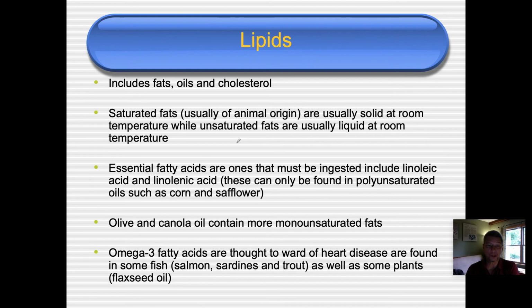Now, just like in the proteins, there are essential fatty acids, and these are the ones that you have to take in your diet. They include things like linoleic acid and linolenic acid, which can only be found in polyunsaturated oils like corn oil and safflower oil. Olive oil and canola oil are also good choices. They contain monounsaturated fats. And there are even animal products, omega-3 fatty acids, which are found in fish, are thought to help ward off heart disease. All right. And they're also found in some plant materials as well.